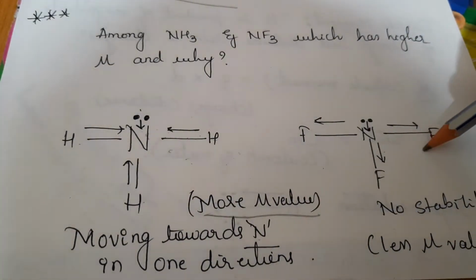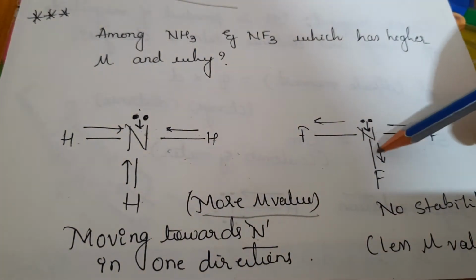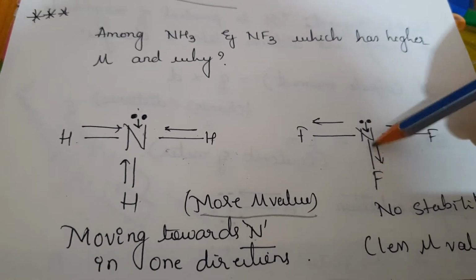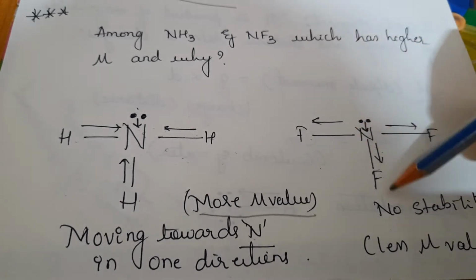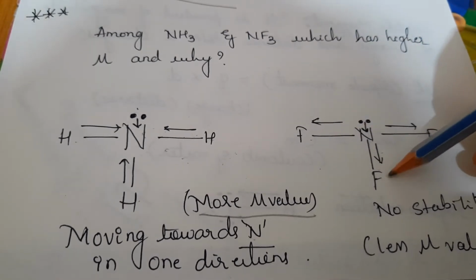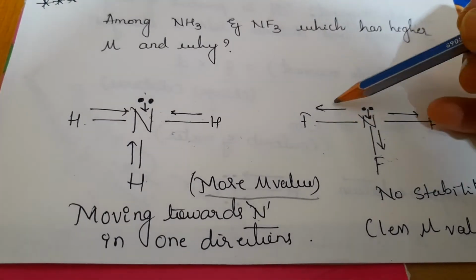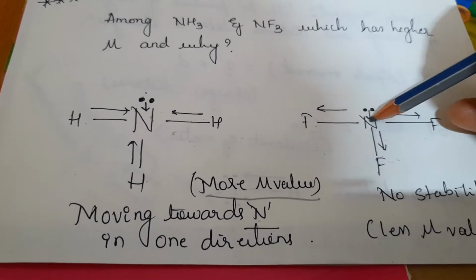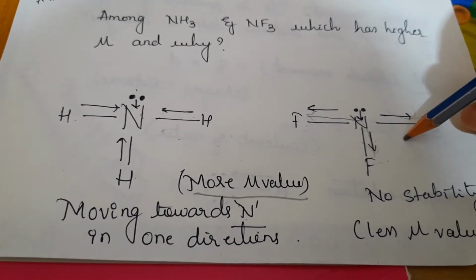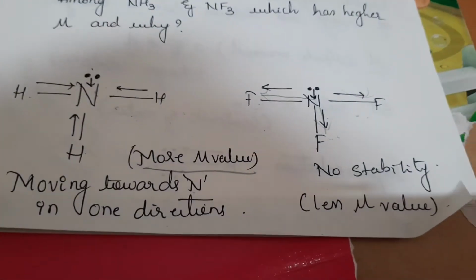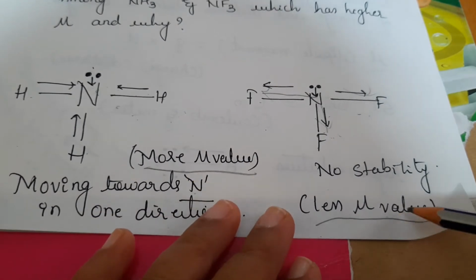You can consider the NF3 molecule also. Here in the NF3 molecule, you see three fluorine atoms are taking electrons away from the nitrogen, moving in the direction away from the nitrogen. So once we see the movement like this, that is, electrons moving from the nitrogen to fluorine, the whole molecule shows definitely less dipole moment. It shows less dipole moment.